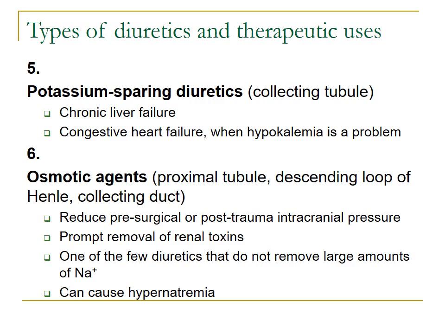6. Osmotic agents act at the proximal tubule, descending loop of Henle, and collecting duct. Uses: reducing pre-surgical or post-trauma intracranial pressure; prompt removal of renal toxins. One of the few diuretics that do not remove large amounts of Na+. Can cause hypernatremia.